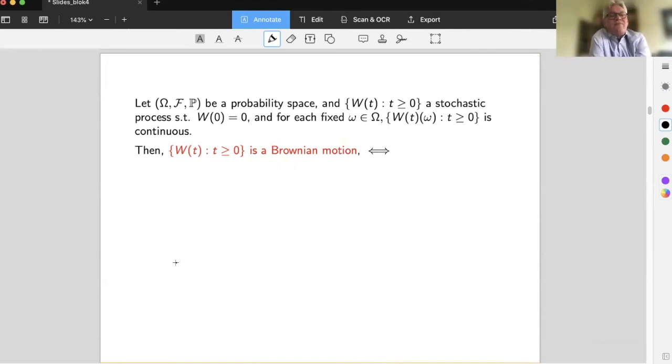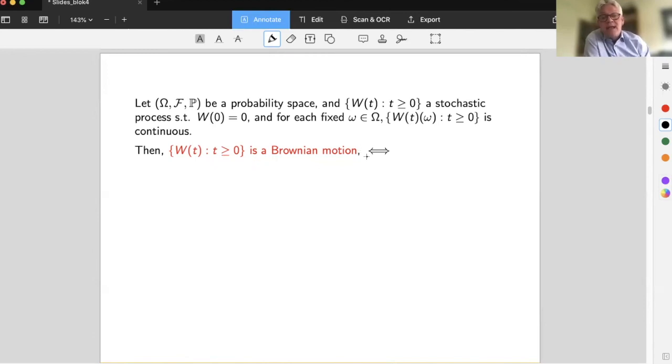So let (Omega, F, P) be a probability space, and let W_t, t greater or equal to 0, be a stochastic process such that W_0 is equal to 0. And for each fixed little omega in big omega, W_t(omega) is continuous. So we are dealing with a random process, a stochastic process, and it is continuous. Then, by definition, W_t, t greater or equal to 0, is a Brownian motion.